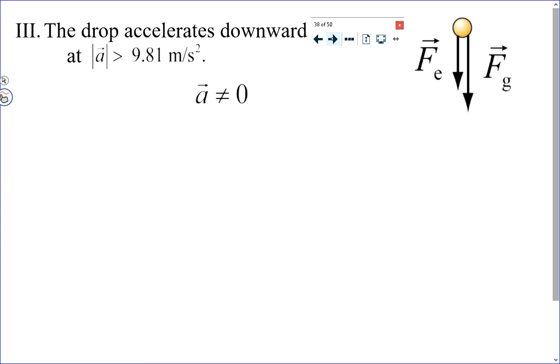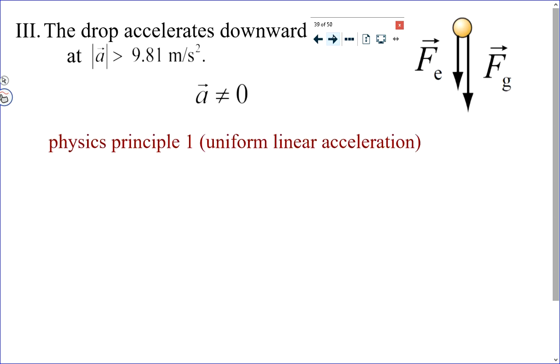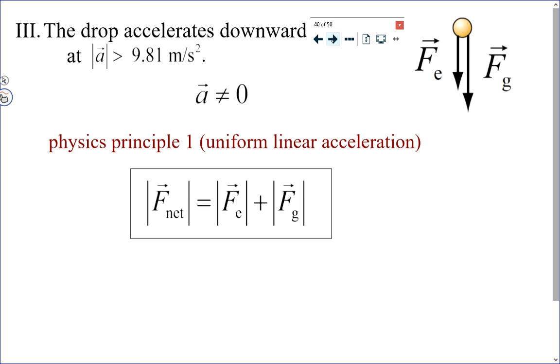Again, we are dealing here with some accelerated motion. It is linear acceleration, which is physics principle number 1, or you can call it unbalanced forces. And what you would do is you would add the forces to get the net force. Now, how do you add two forces that are in the same direction? Well, you add the numbers together. You add the magnitudes together.